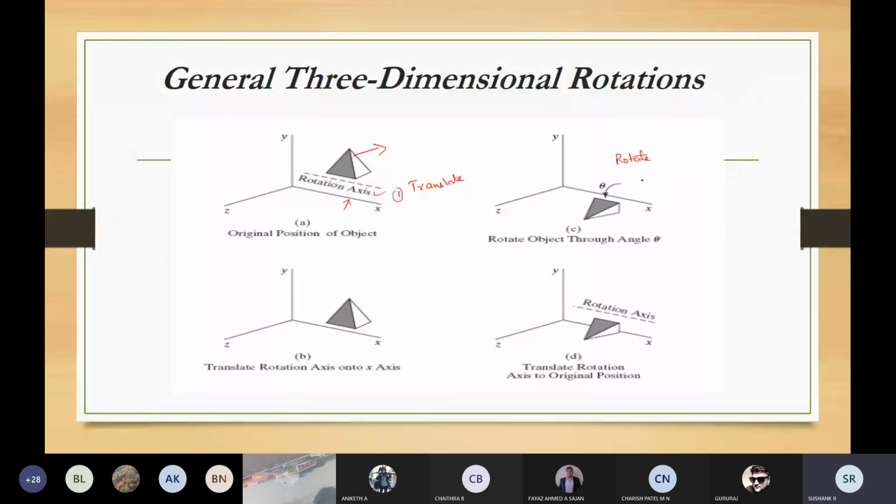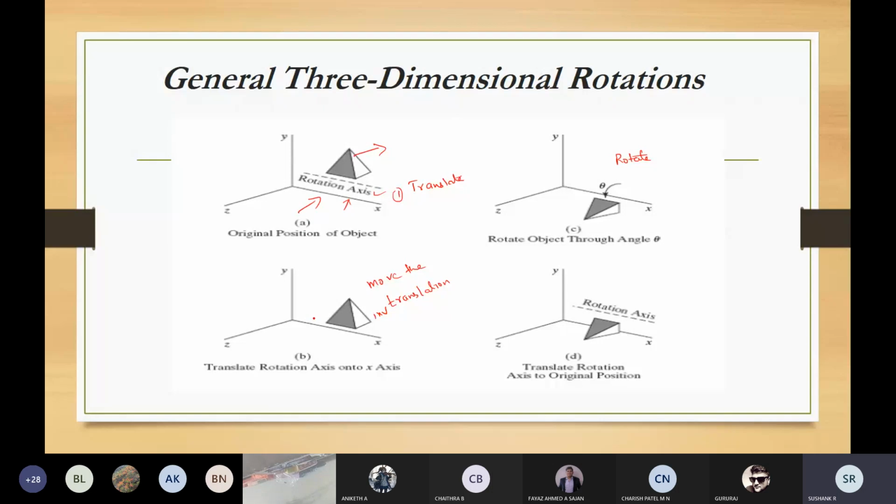After that, move the object back to its original position. That is again the inverse translation. So we have three steps. The first step is to translate, the second step is to rotate, and the third step is to perform the inverse translation. So if I go with this image, here it is in the original position.